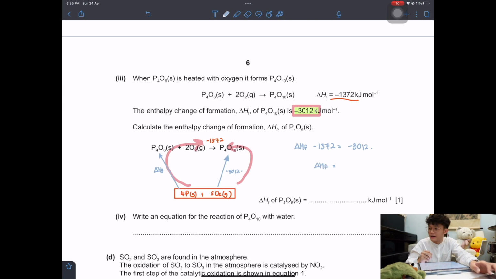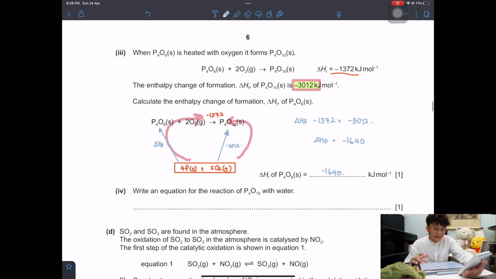Oh my gosh. Did I not bring my calculator? Guys, give me a minute. I'm going to go get my calculator. Okay, so I'm back with my calculator. So -3012 plus 1372 gives -1640. Okay, no problem.